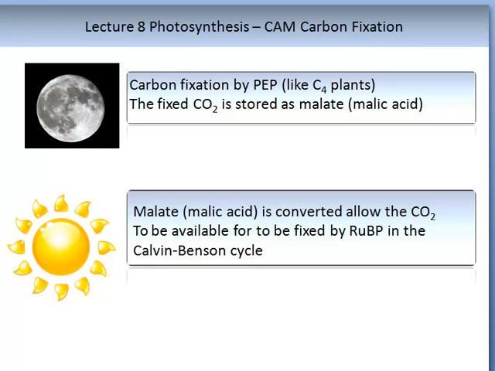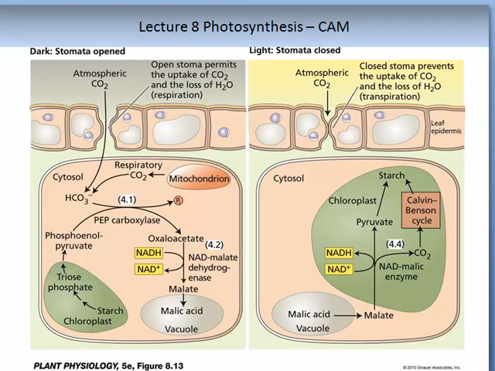Then the sun comes up in the morning. The plant has a large concentration of malate, and this can be converted to allow the carbon dioxide to be available for the C3 RuBP Calvin-Benson cycle. In CAM plants, the initial capture of carbon dioxide and the final incorporation of carbohydrates can occur almost 12 hours apart over the 24-hour light-dark cycle.